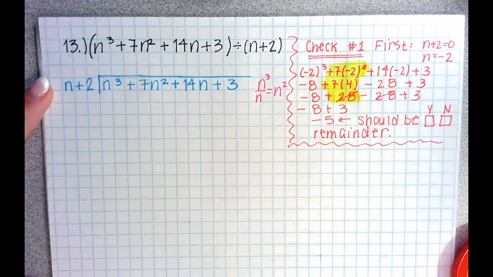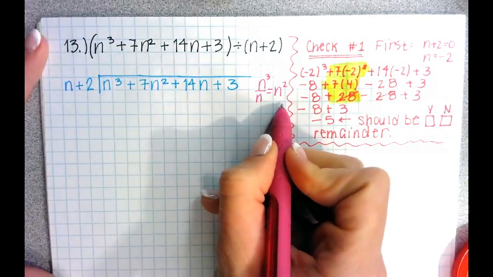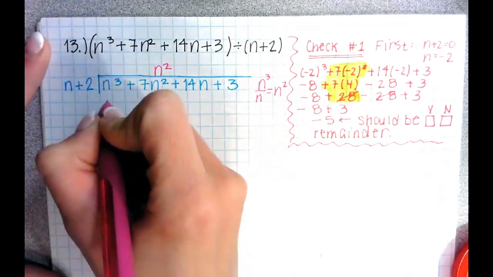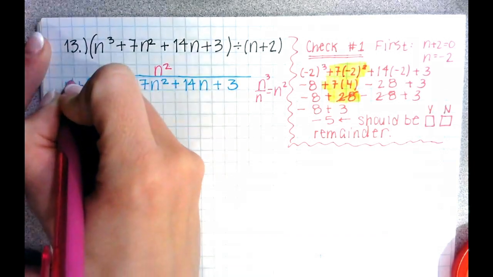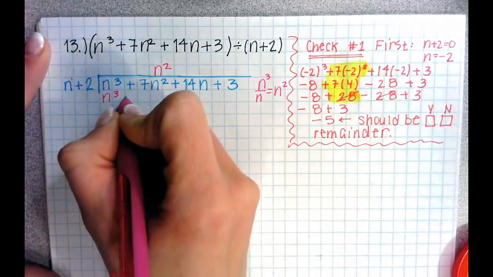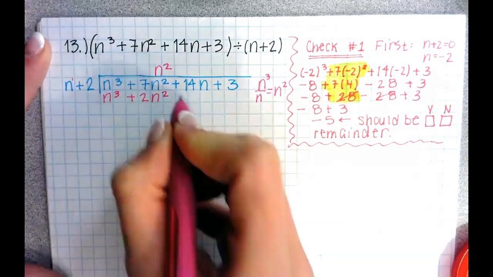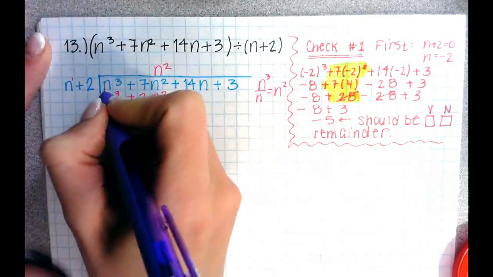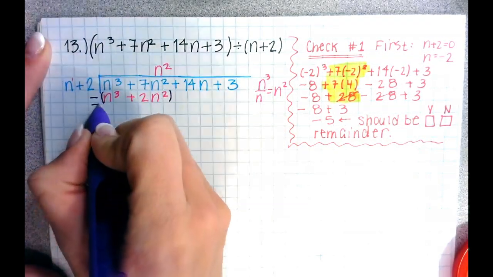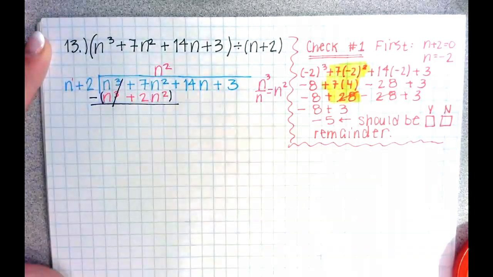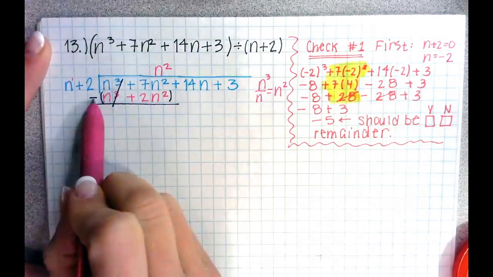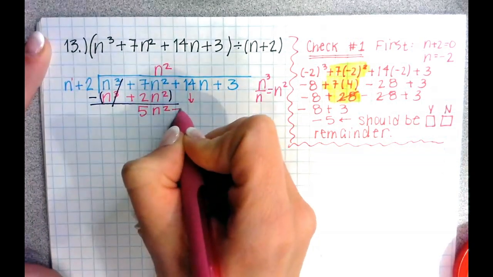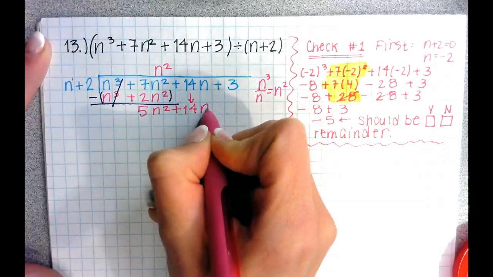Anyway, so over here, n cubed divided by n gives me n squared. It goes above the 7n squared. N squared, multiply it, I get n to the third, because it's to the first. You add your exponents, plus 2n squared. Binomial underneath. So parentheses, minus sign, underline, cancel. If it doesn't cancel, you're not doing it right. 7 minus 2, 5n squared, bring down the term, plus 14n.